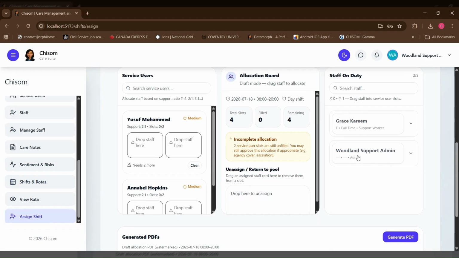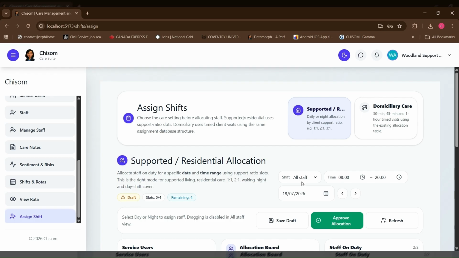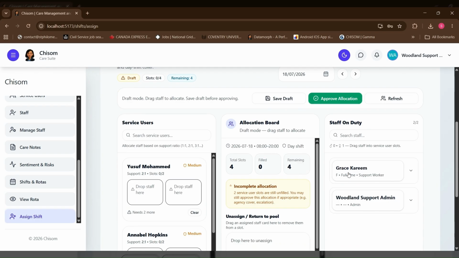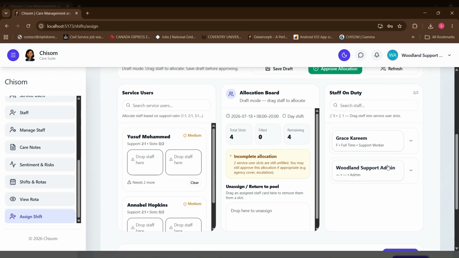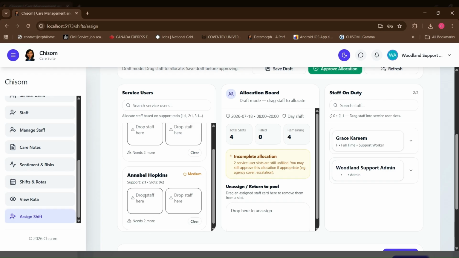If I come over here, you see these two staff. So these are day staff. If I switch it to day staff, you see how it's activated. So now what does this mean? This is the third innovation. The system already knows the amount of staff needed by day and by night. So it's already showing you that Yusuf Mohammed requires 2 to 1 by day and Abel Hopkins 2 to 1 by night.